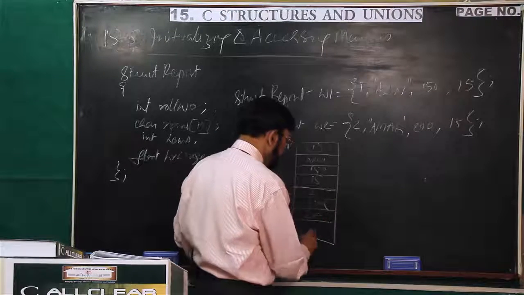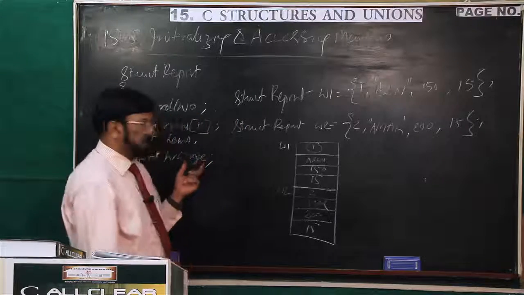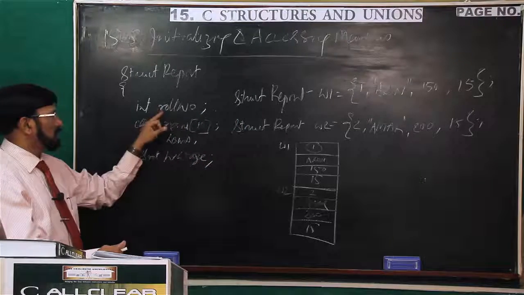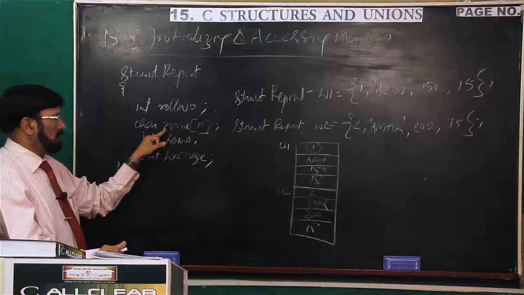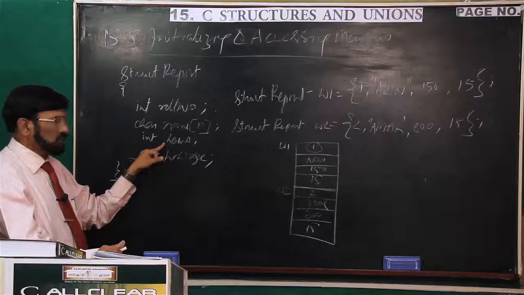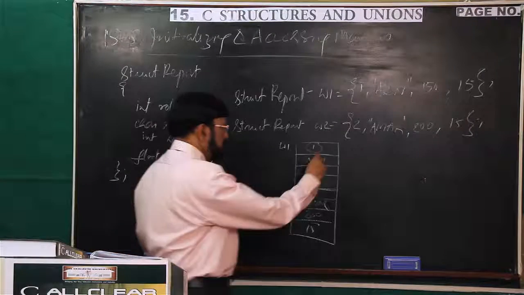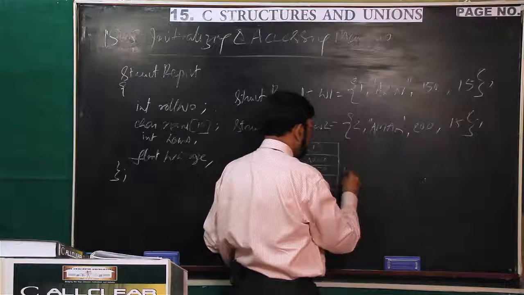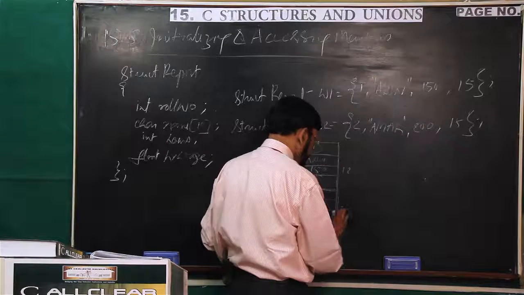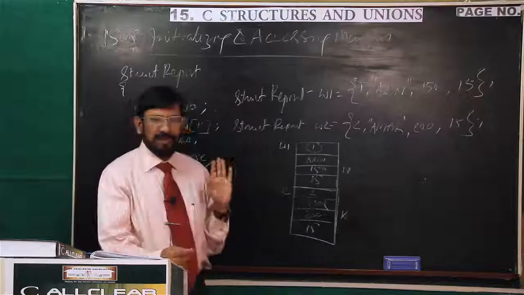So how much memory is allocated for each variable? Just you see: roll number 2 plus 10 is 12, 12 plus 2 is 14, 14 plus 4 is 18 bytes. This is 18 bytes, and this is another 18 bytes. Understand? Now, initialization is also over.